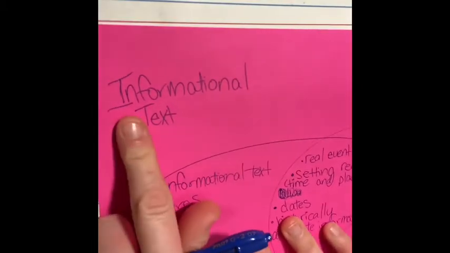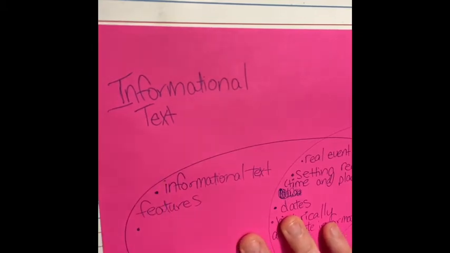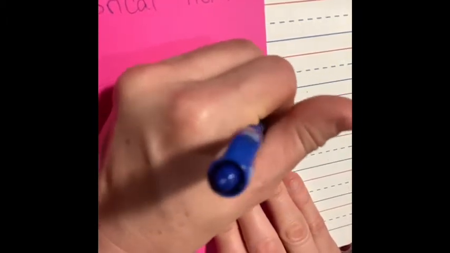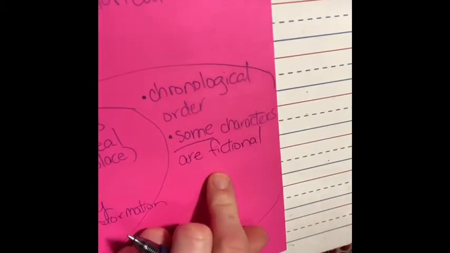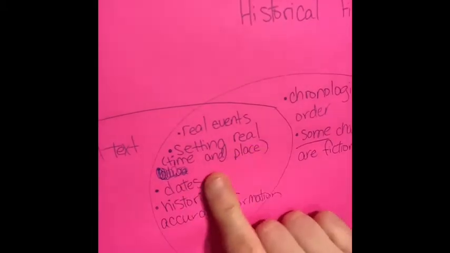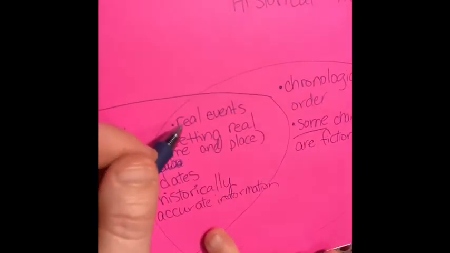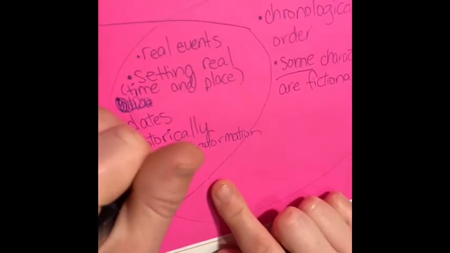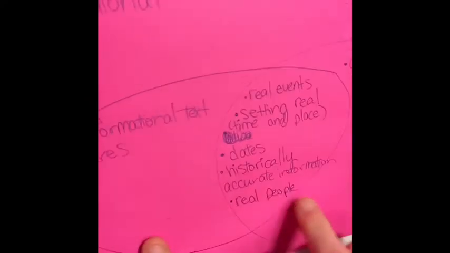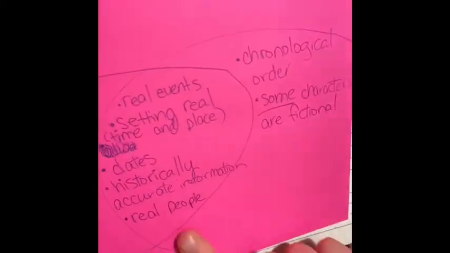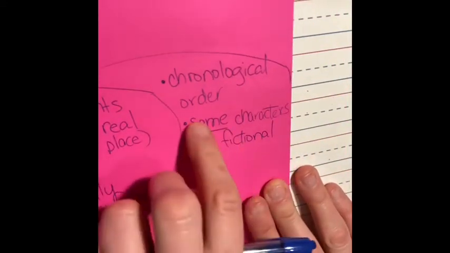In informational text, are there any fiction characters? No, never, never, never. But in historical fiction, some of the characters are fictional. Some are real, some are fictional. There's a mix of both. Not all of them though. Some of them have real people. Do we write that in here? Let's add that here in the middle. Some real people. They both have something real, but historical fiction, some of them are fictional.